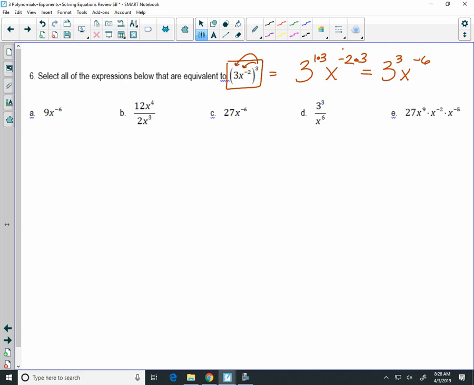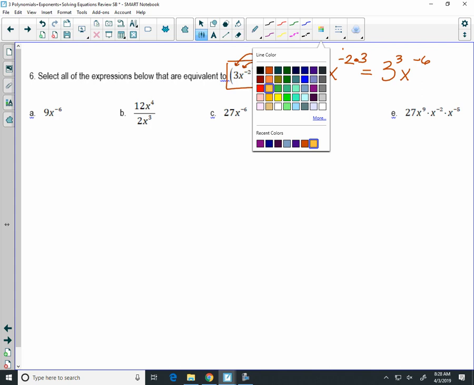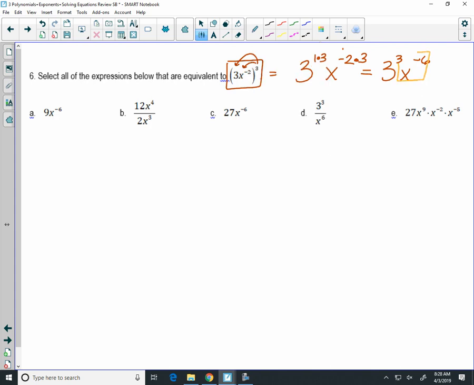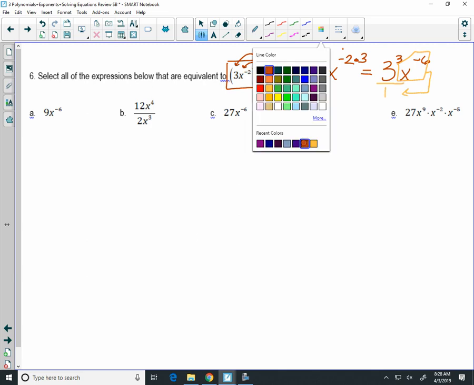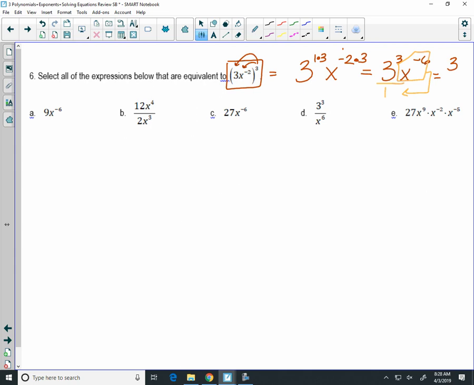I might pause at this point and look across and see if that's the same thing I'm getting anywhere else. Nope. Okay. And then what we know about negative exponents is that if we have a negative exponent, that means that term is on the wrong side of the fraction, so we need to drop it down. So this is actually equivalent to 3 to the 3rd over x to the 6th. Now, is that one of our answers? It is. That's this guy.